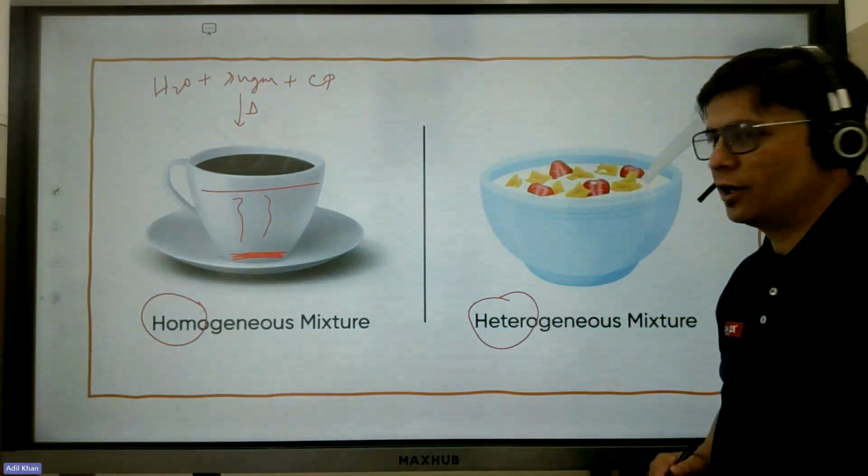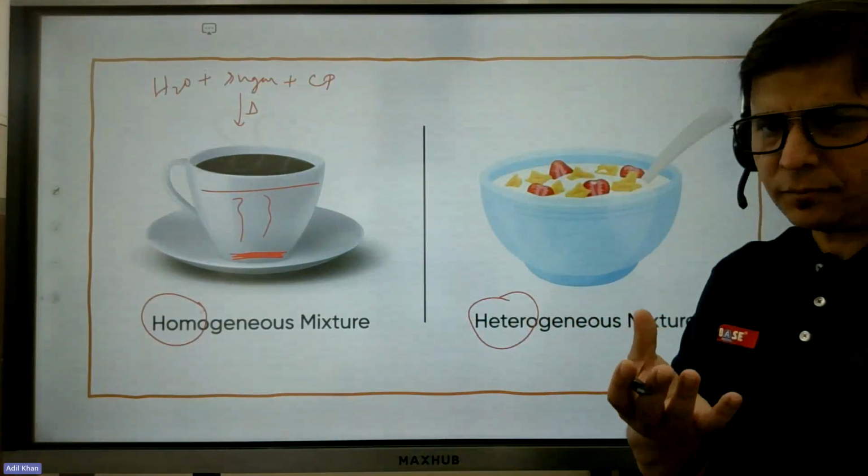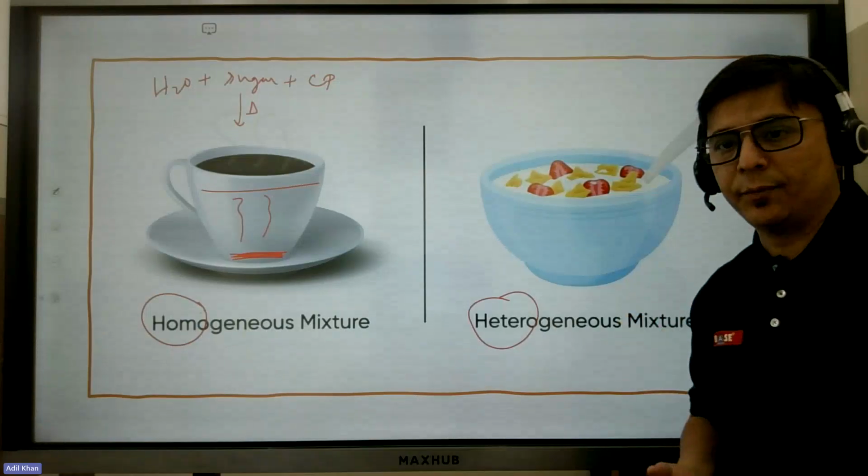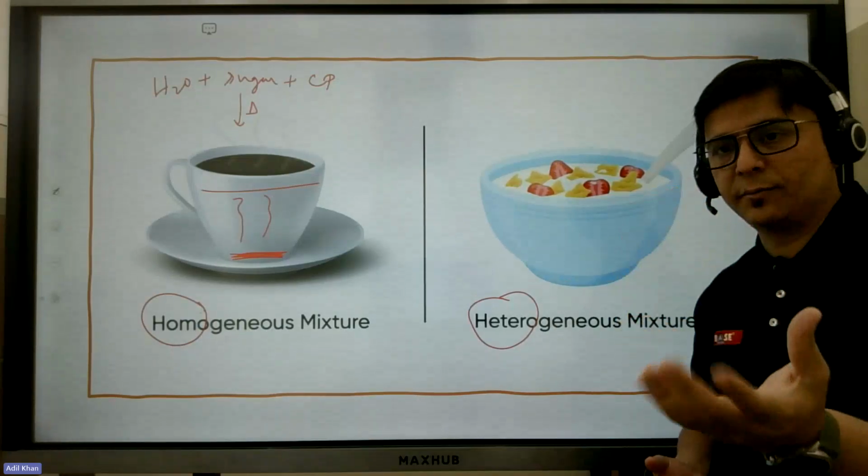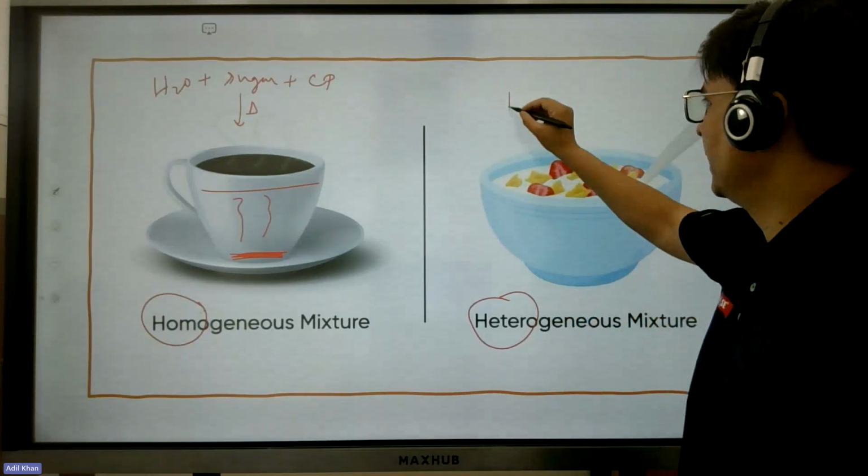Here in a heterogeneous mixture, you have, you can say, just like muesli or your cornflakes bowl. So here you have milk.